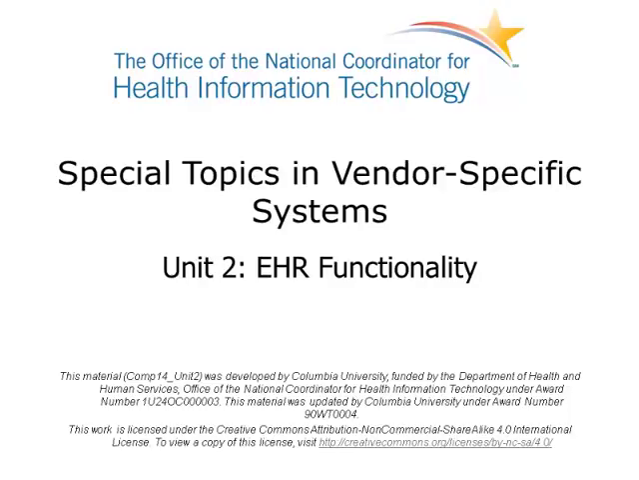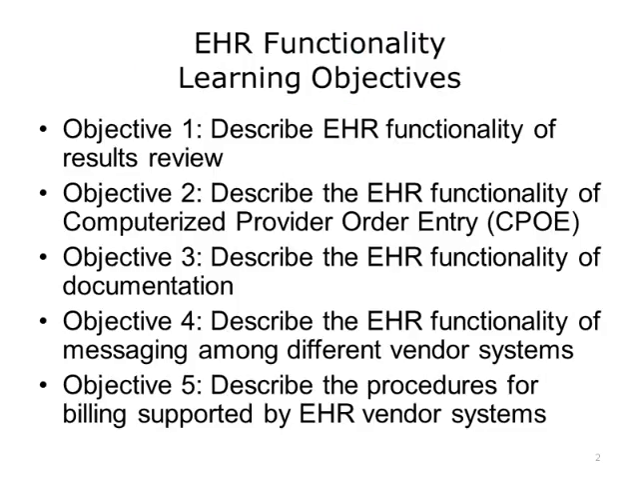Unit 2 is on Electronic Health Record functionality. The learning objectives for the Electronic Health Record functionality unit are: Number 1, to describe 5 EHR functionalities. These are results review, computerized provider order entry, or CPOE, documentation, messaging among different vendor systems, and billing supported by EHR vendor systems.